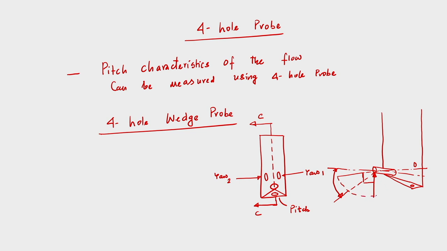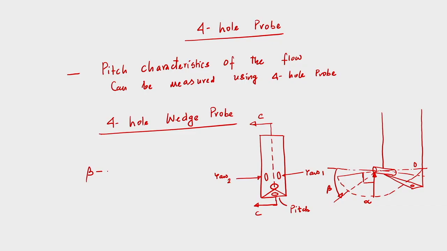so this is the flow velocity, and this angle is alpha. So now this beta and alpha, so this beta and this alpha, see this beta, that is very important, and to measure this beta we need to have this additional hole.